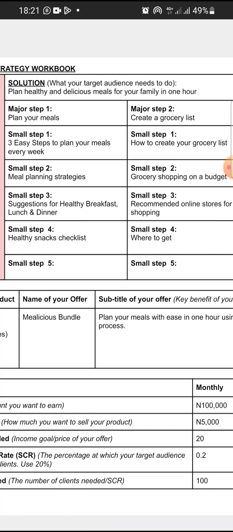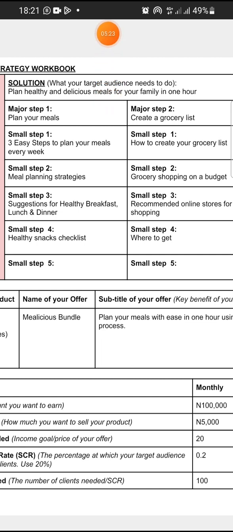And that's the major thing. That's what the offer is all about. So what does your target audience need to do to move from their problem state to their desired state? What do they need to do to achieve the results that they're looking out for, to solve their problems? That's what your solution is all about. So at this point, you need to write out a very short sentence on the exact thing that your audience needs to do to solve their problems and achieve their desired result or outcome.